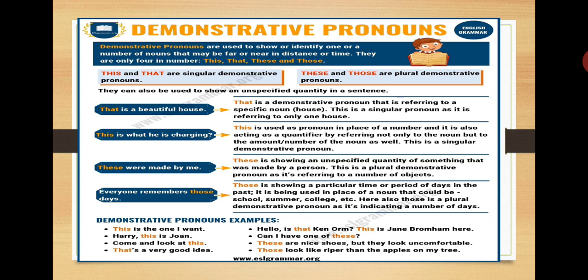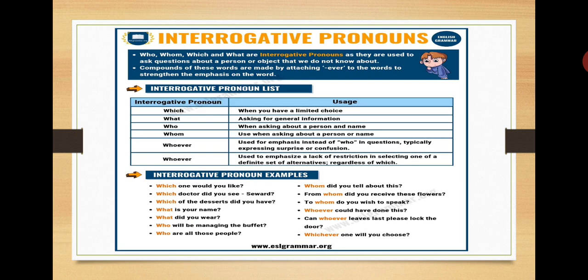So, these pronouns are very easy. You can make it out from the sentence: this, that, these, those. The next is your interrogative pronouns. What are interrogative pronouns? From the word interrogative, you can make out that they are question pronouns. That means they ask questions. The pronouns who, what, which, whom, whose are called interrogative pronouns when they are used to ask questions.